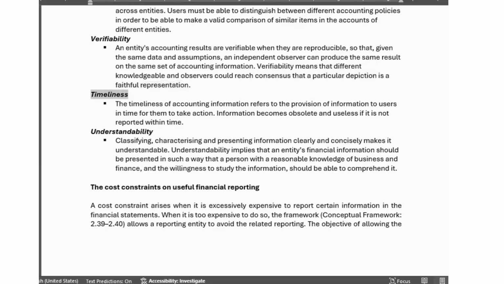Timeliness. The timeliness of accounting information refers to the provision of information to users in time for them to take action. Information becomes obsolete and useless if it is not reported in time.